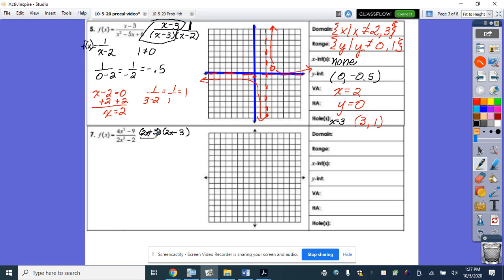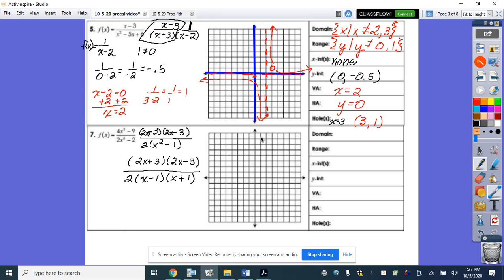And then on the bottom, both of these have 2 in them, so I'm going to take that out. And then I'm going to ask myself, well, wait a minute, do I have the same situation on the bottom? And I actually do. So what times itself gives me x squared? What times itself gives me 1? So I have 2 times x minus 1 and x plus 1. And it doesn't matter which order they go in as long as they're there.